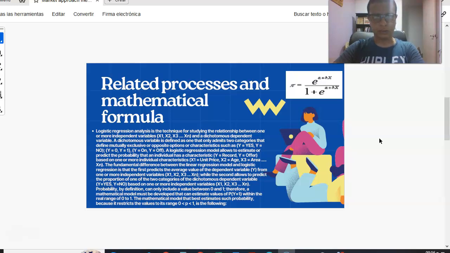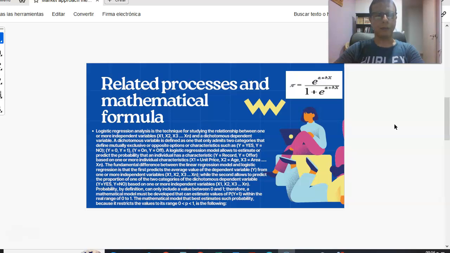A logistic regression model allows us to estimate in practice the probability that an individual has such characteristics, while offering a prediction based on one or more individual characteristics: x1 unit price, x2 age, x3 area, xn.